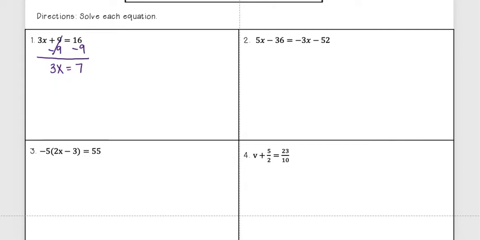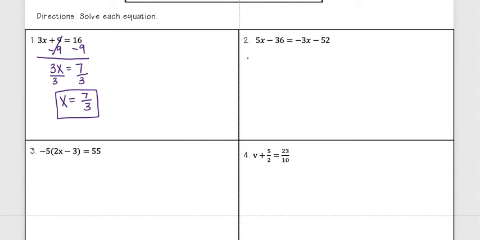And now I want to get rid of this 3. Right now, 3 is being multiplied with x. When you have a number and a letter, or just two letters in a row, that means they're being multiplied. In order to undo that multiplication, we want to do the opposite operation, which is divide. So I want to divide both sides by 3. And so I get x is equal to 7/3. And fractions are completely okay. We can just leave it like that.